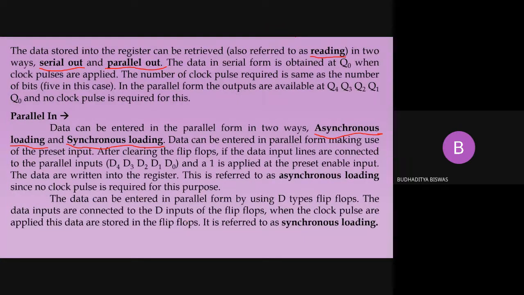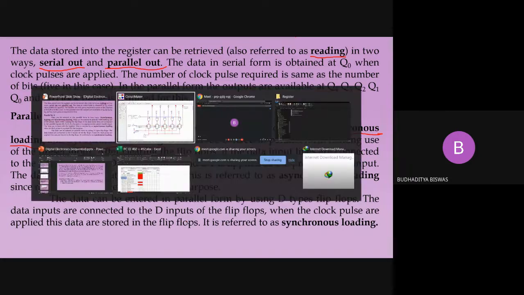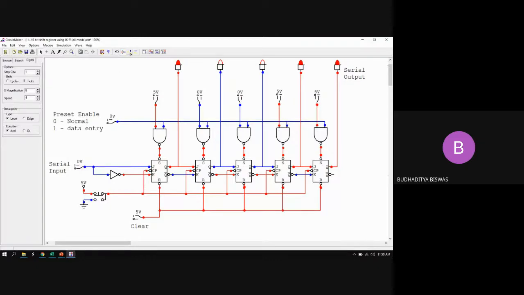Now, in case of asynchronous loading, we don't need the help of the clock pulse to write the data inside the register. This is the definition. We don't require the help of the clock pulse in case of asynchronous loading. And in case of synchronous loading, we need the help of the clock pulse to write the data inside the flip-flop. So here you see, when you want to write the data inside the flip-flop in parallel, you don't need the help of the clock pulse.